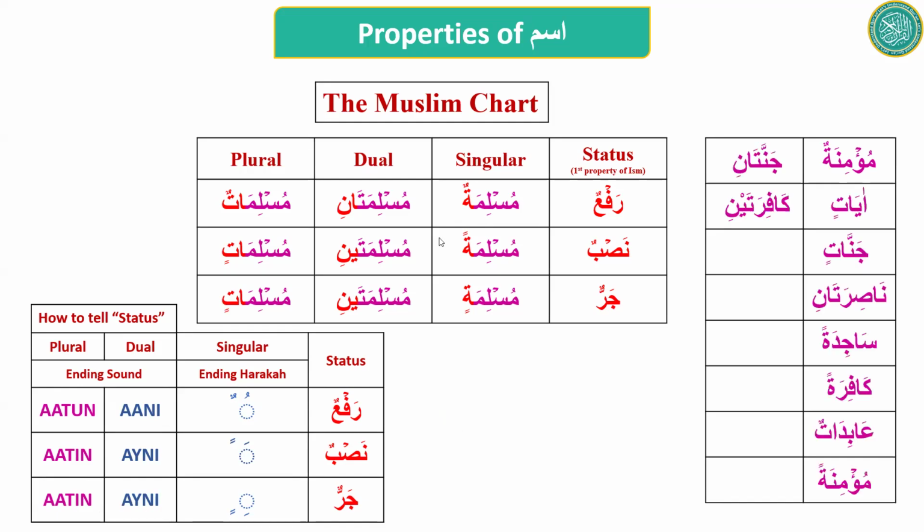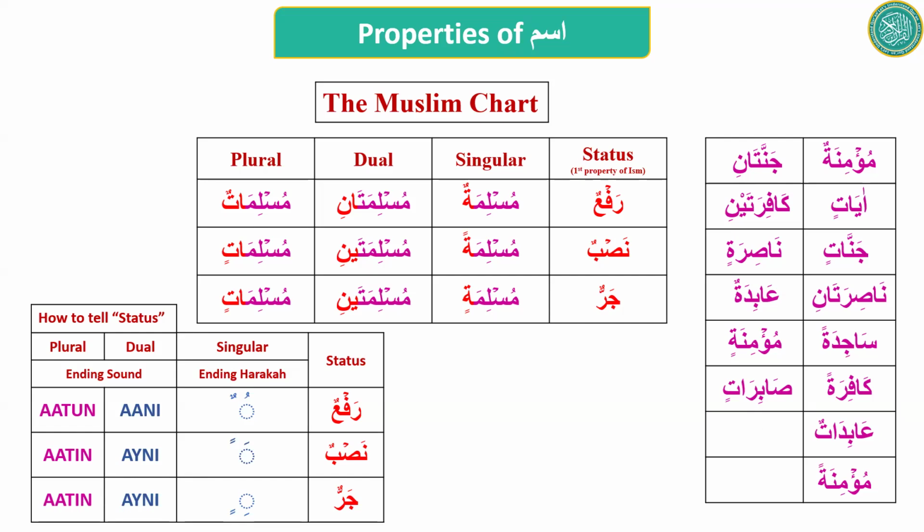So I will use maybe a couple of examples from here. The last one, for example, sabiratin. And then we move on, inshallah. Any volunteer who wants to tell the status of sabiratin? Okay, I have one hand up. The ending sound is atin, so it could be nasb or jar. It could be nasb or jar.